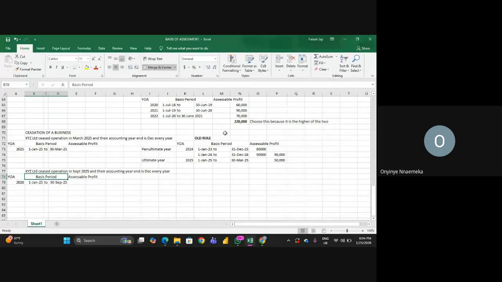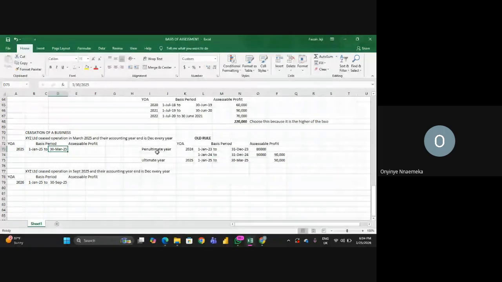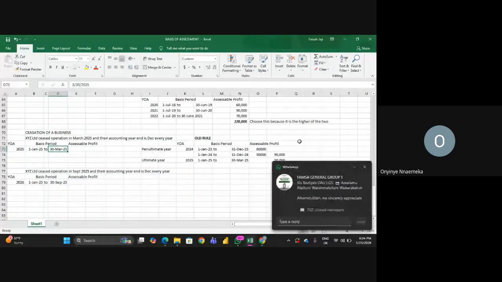Okay. So now the rule says that for the penultimate year, you do actual year basis and preceding year basis, then you choose the higher of the two. But for the ultimate year, you follow actual year basis, which is almost the same thing as this actual. No, 2019 scrapped out the penultimate year. It only left the ultimate year.